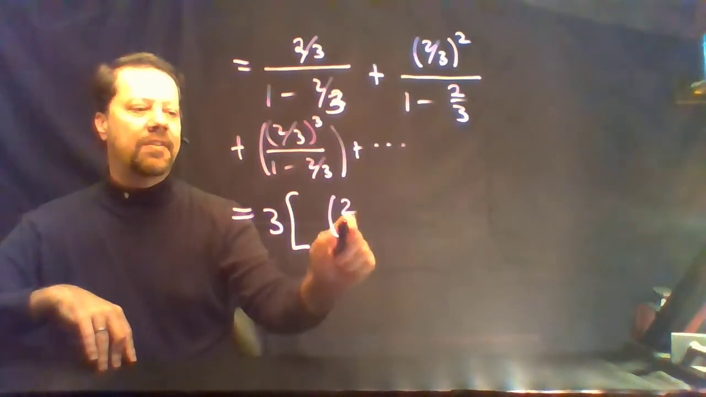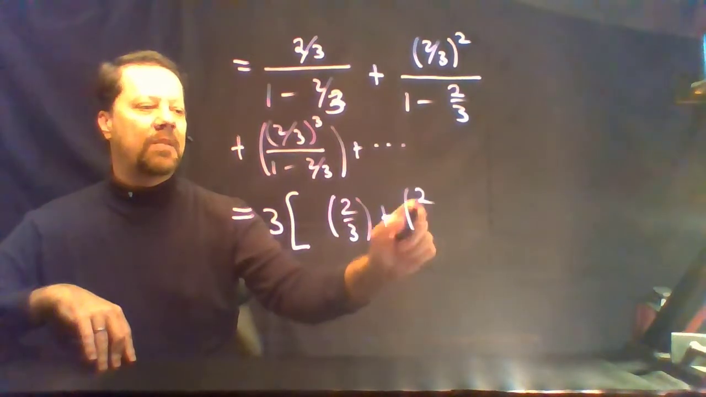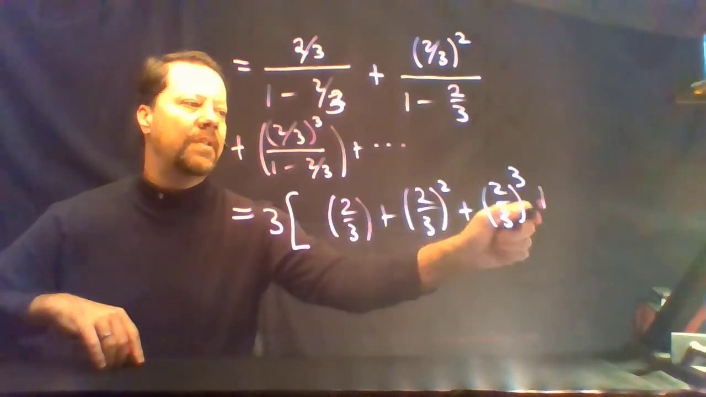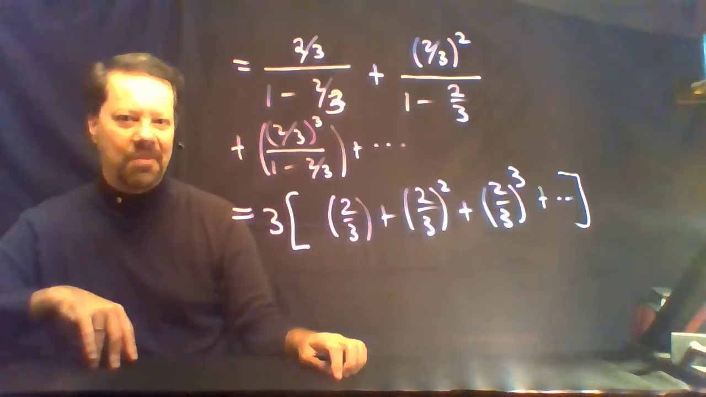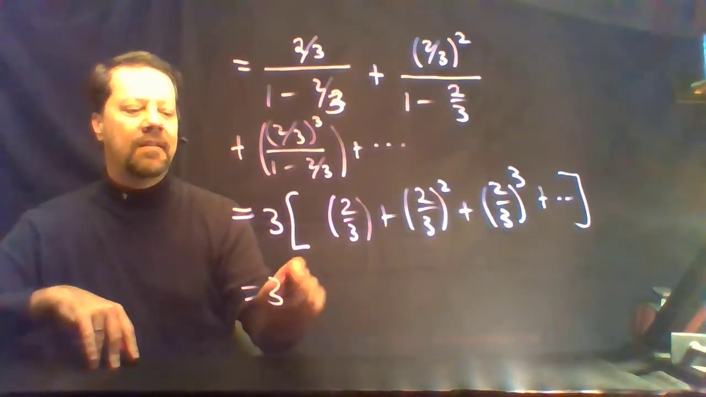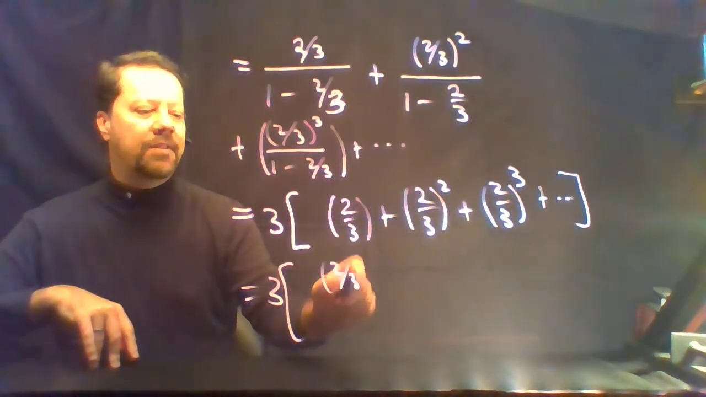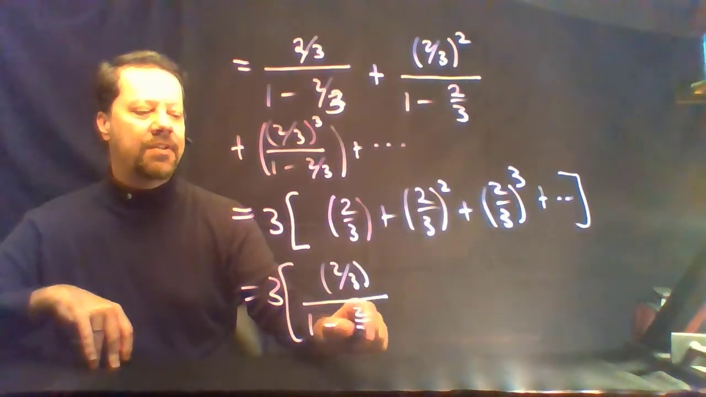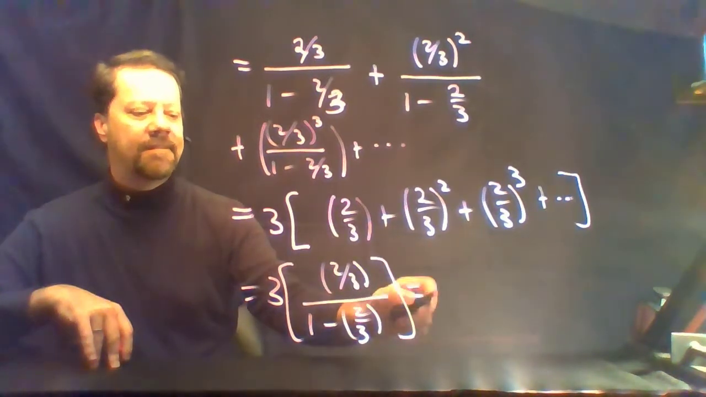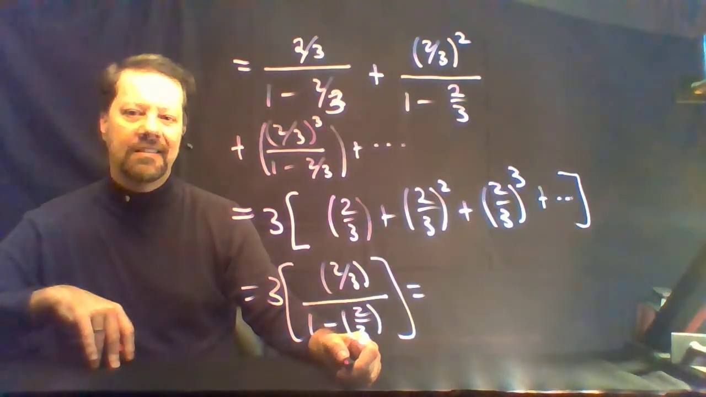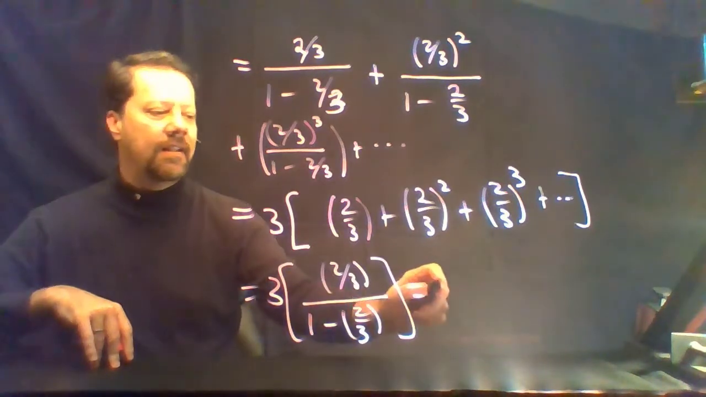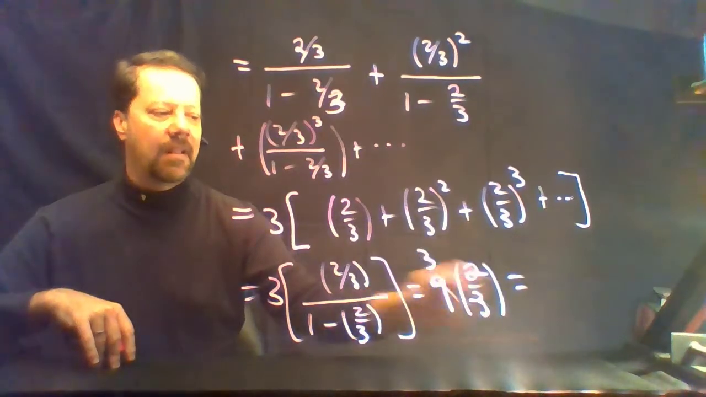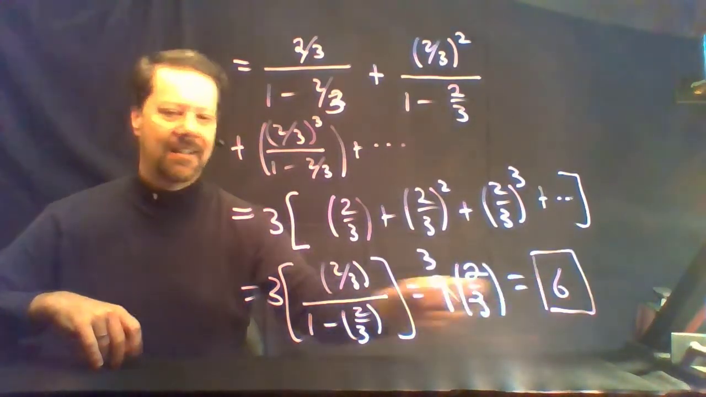What's left over is 2/3 plus 2/3 squared plus 2/3 cubed, and so on. Another geometric series. With the first term being 2/3, we have 2/3 over 1 minus the common ratio of 2/3. Again, the denominator is 1/3, which you invert. That gives you 9 times 2/3. And the sum is exactly 6.